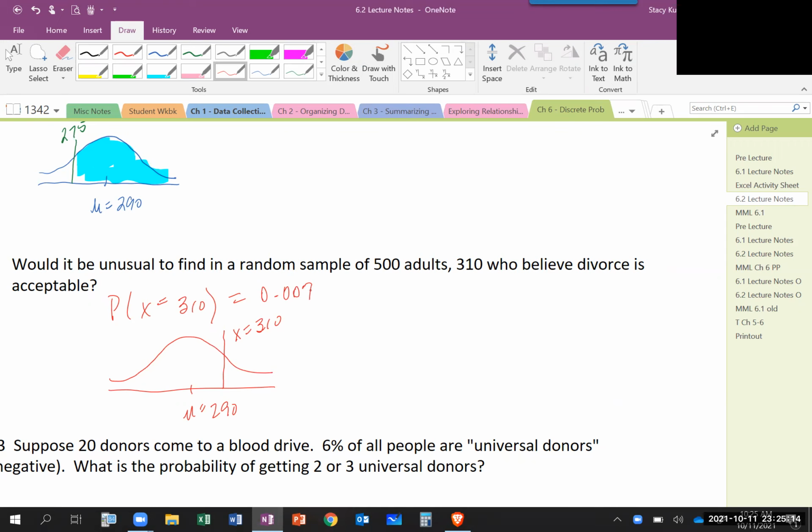So would it be unusual? Would it be unlikely to find 310 people who believe this? Yes, because it's much less than 5% or 0.05, right? Most of the time, that's what you're going to have, especially when we have that equality statement. If we have an inequality statement, we have a little bit more room, right? This is saying, what's the likelihood I'm going to meet 310? That's it, nothing else, right? So that's a little less likely to happen.